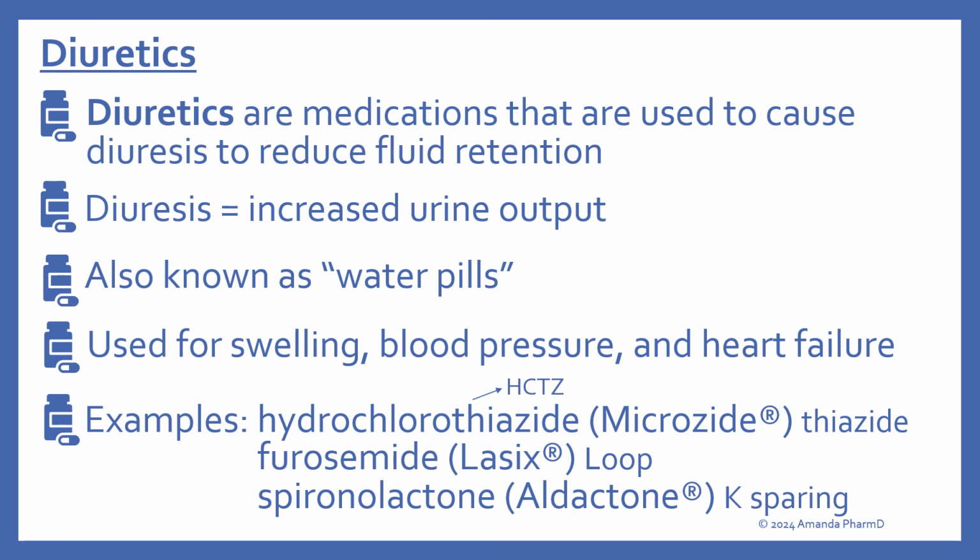Some examples include hydrochlorothiazide. As I said, it's abbreviated sometimes HCTZ, and its brand name is Microzide. That's a thiazide diuretic. Furosemide, brand name is Lasix. That's a loop diuretic. And spironolactone. Its brand name is Aldactone. It's a potassium-sparing diuretic.